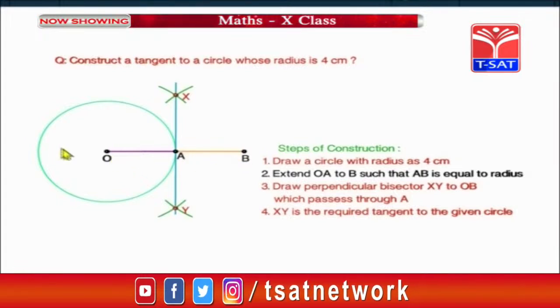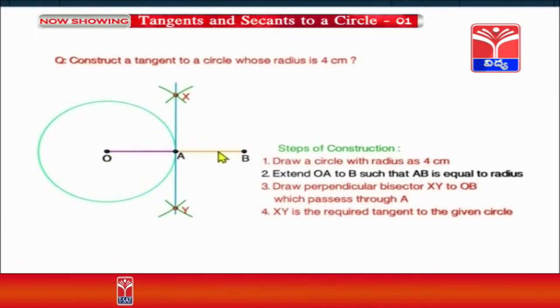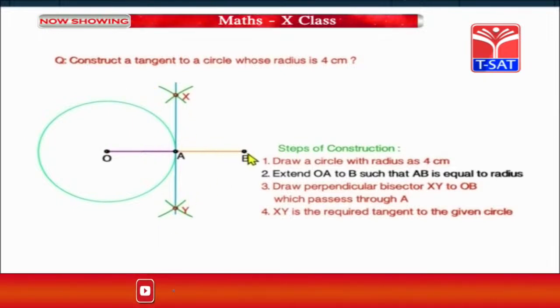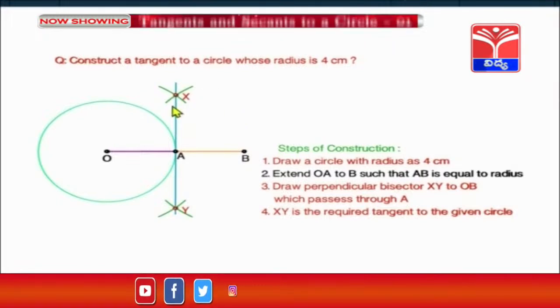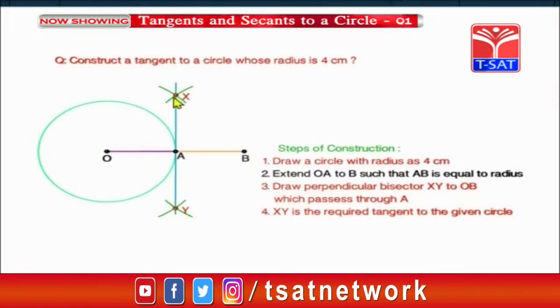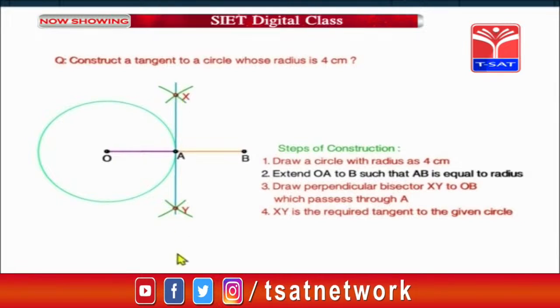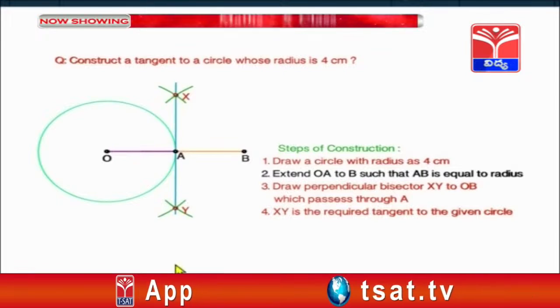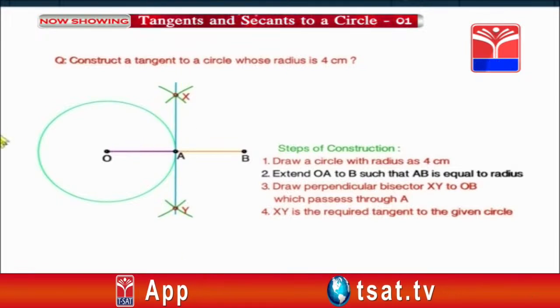Now the perpendicular bisector of OB, all of us know how to draw the perpendicular bisector. Take O as center, take more than half, draw an arc upside and downside, and take B as center with the same radius, cut the previous arcs which cuts at X and Y. Now join XY which passes through the point A. So the line XY is the required tangent to the circle.